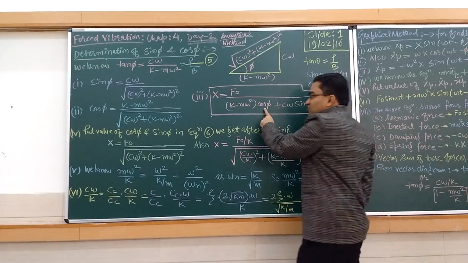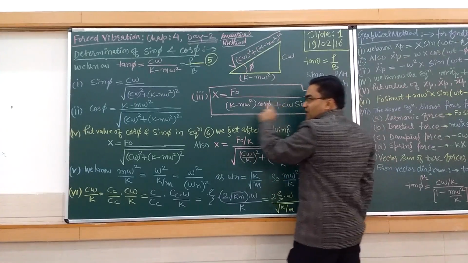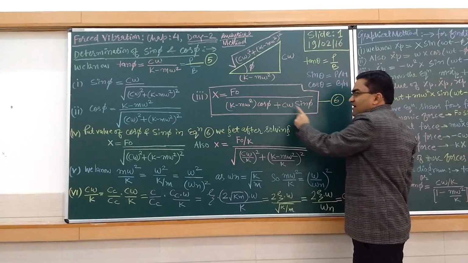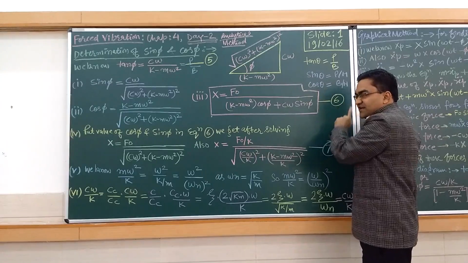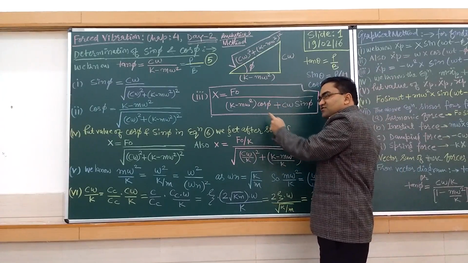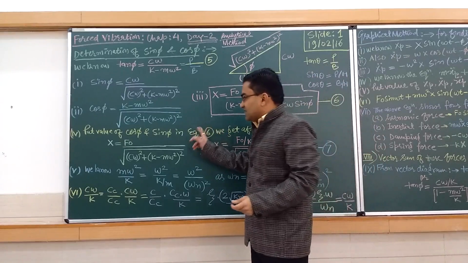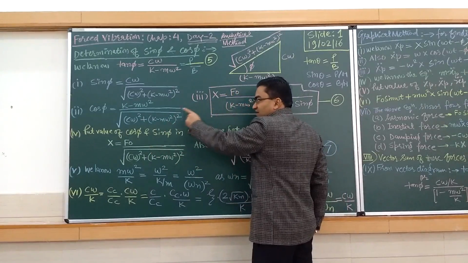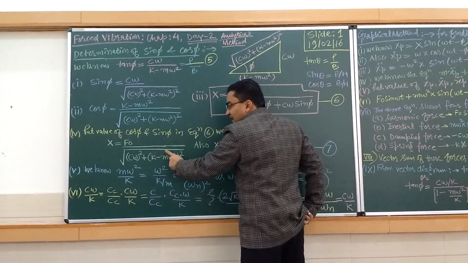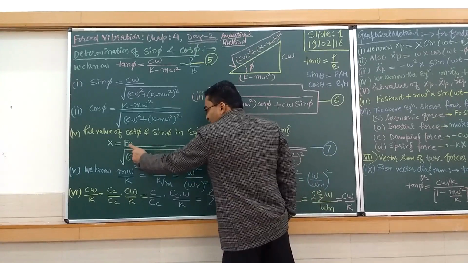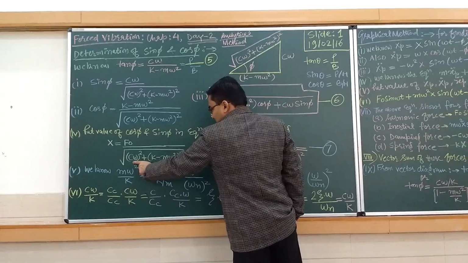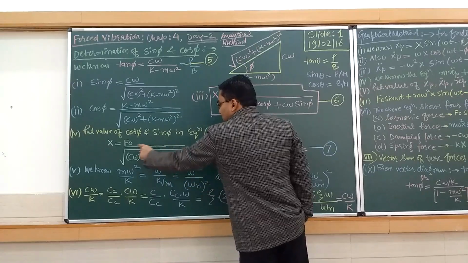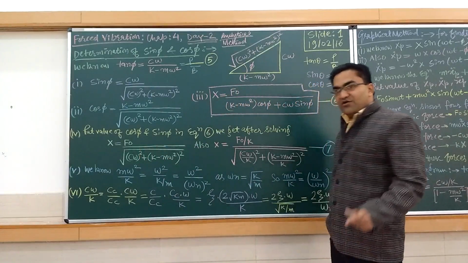Now put the value of sin phi and cos phi from this triangle over here and over here in equation number 6. By putting these values and solving further, we will get this solution. After putting the values of sin phi and cos phi, we get capital X equal to F naught upon the root of c omega whole square plus k minus m omega square the whole square, complete root.